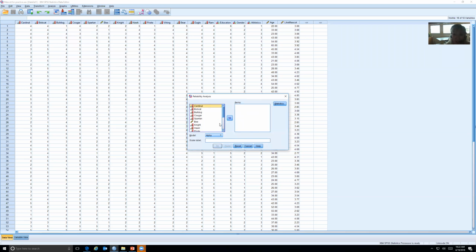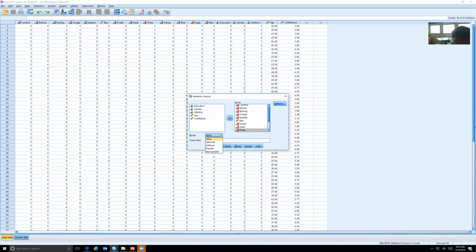I'm going to put every variable that I used in my construct over there, like mascot, into this box called items. So all the way down through the RAM. The RAM is my last mascot that people judged on the Likert scale. I'm going to choose alpha.